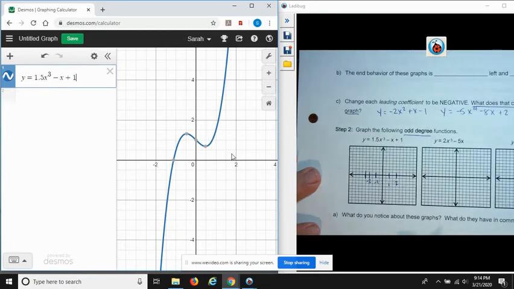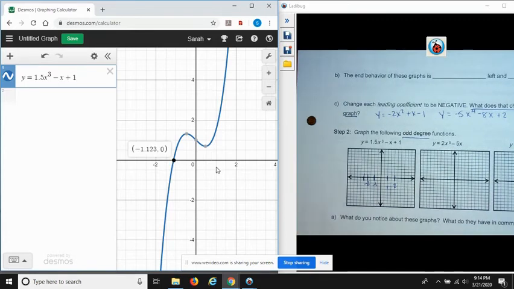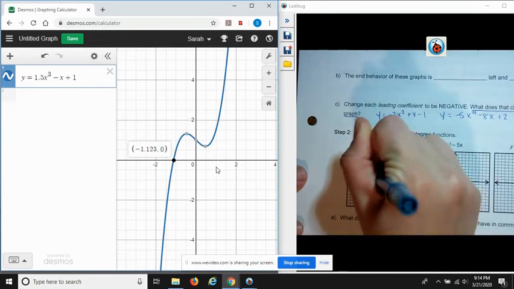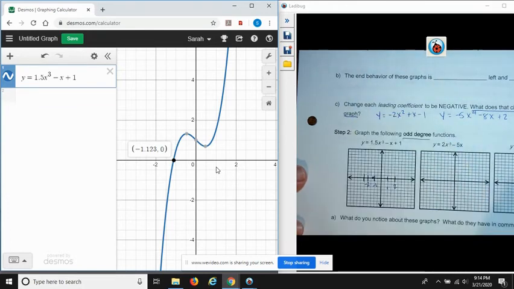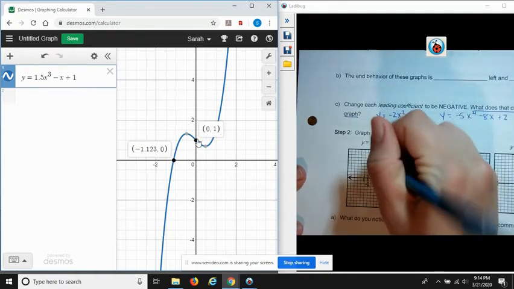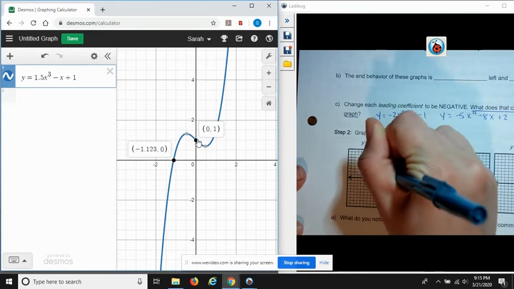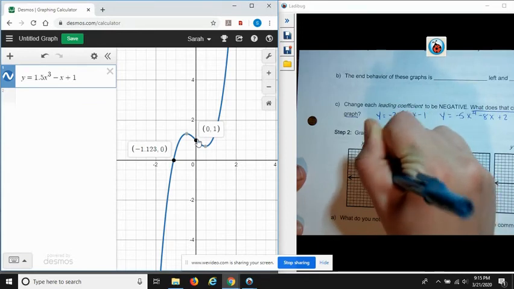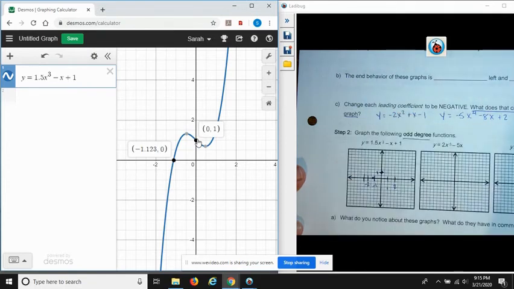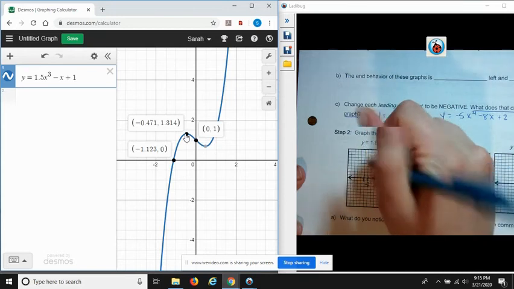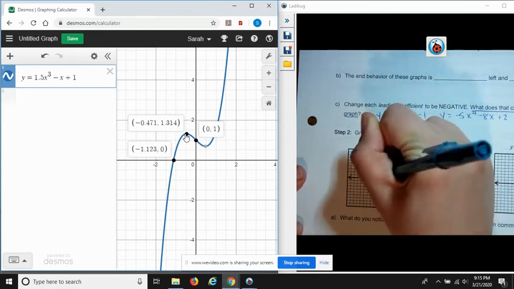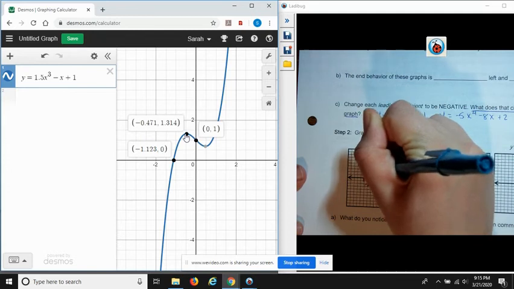So again, first I'm going to start with my root. -1.123. So -1, and then a little further is going to be that one. Then my y-intercept is going to be 0, 1. So I'm going to do up to, this is going to be +1. So right there. And then I want to do this maximum and the minimum as well. So that's almost a -1/2, but a little less. And it goes all the way up to 1.3.